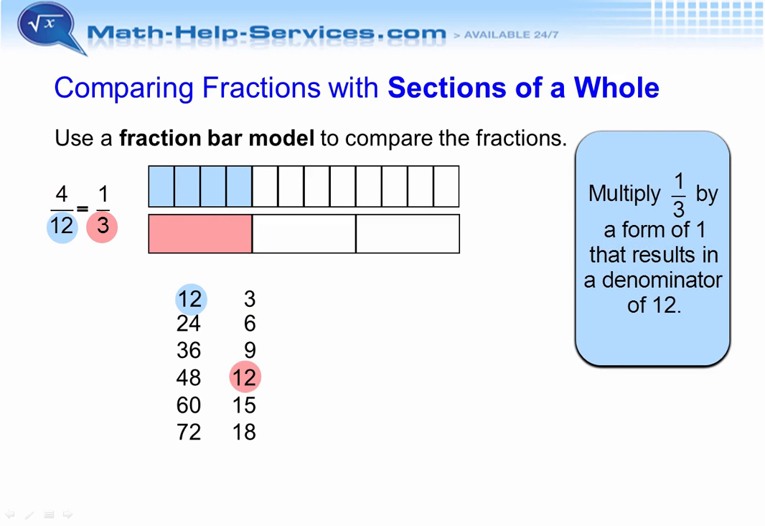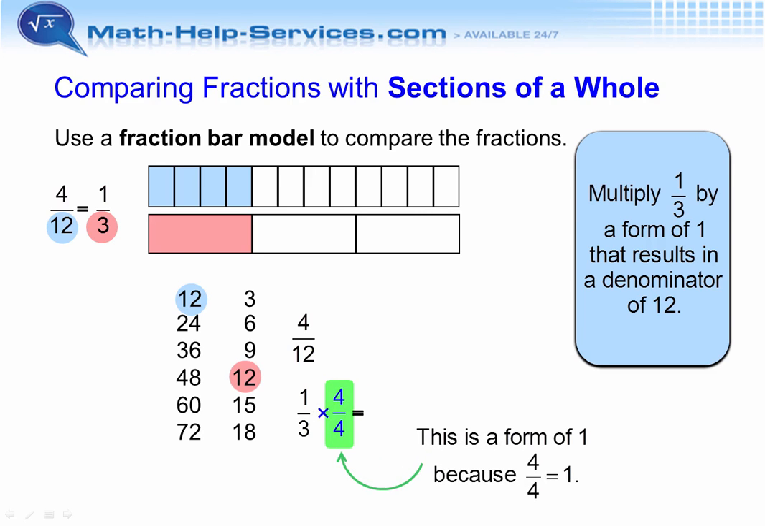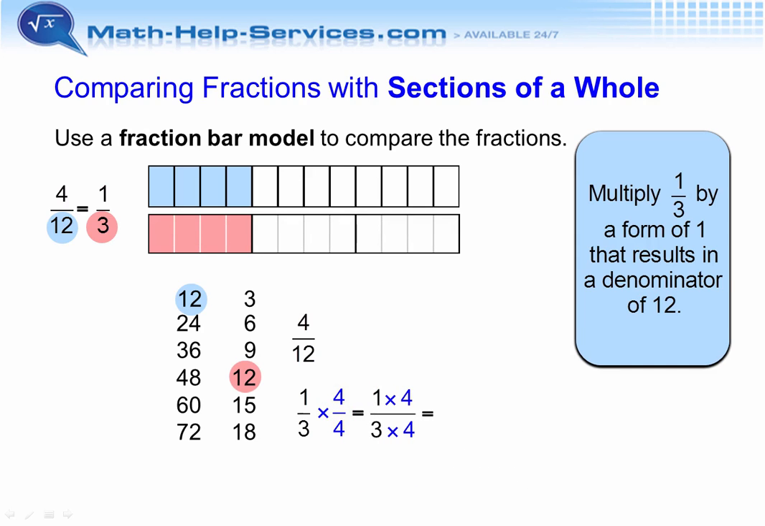Multiply 1/3 by a form of 1 that results in a denominator of 12. We'll multiply by 4/4. This is a form of 1 because 4/4 equals 1. We have the same number on the numerator and denominator. Notice we multiplied by 4/4 because that will give us a 12 in the denominator. And if the denominators have the same number, then we can just look at the numerators and compare them. So now our bar is divided into 12 equal parts, and 4 of those are shaded, so this is 4/12. Notice 4/12 equals 4/12.